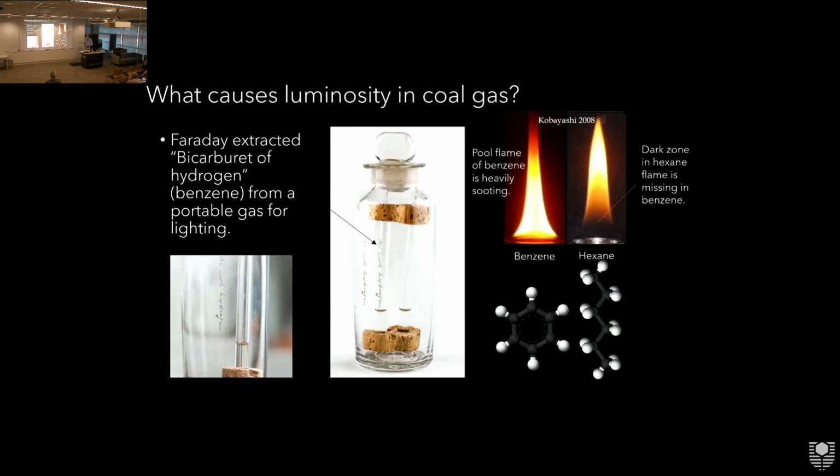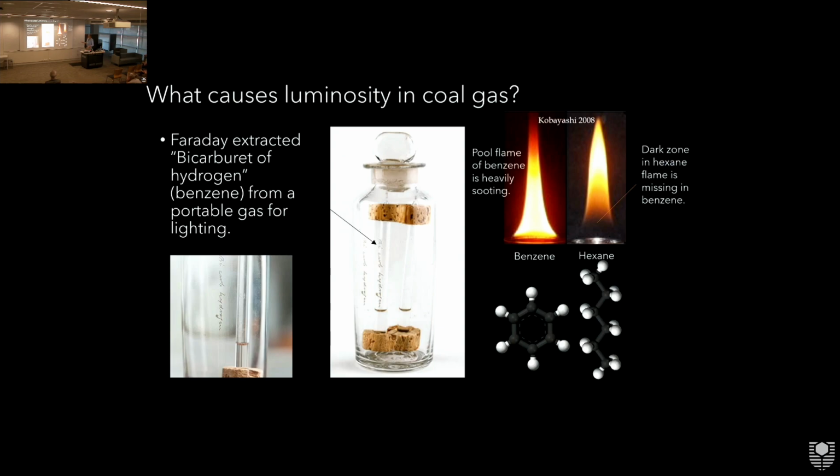So he actually distilled out of that coal gas what he called bicarbonate of hydrogen, which is benzene. And this is actually his original vial of benzene that he purified. And he showed that at the beginning of the 1800s. And the first thing he mentioned about benzene is it makes a lot of soot.